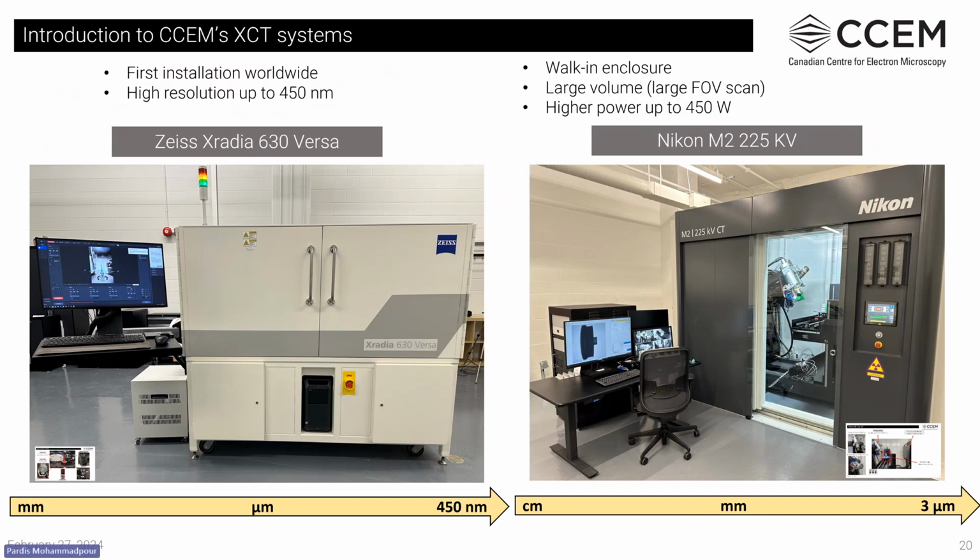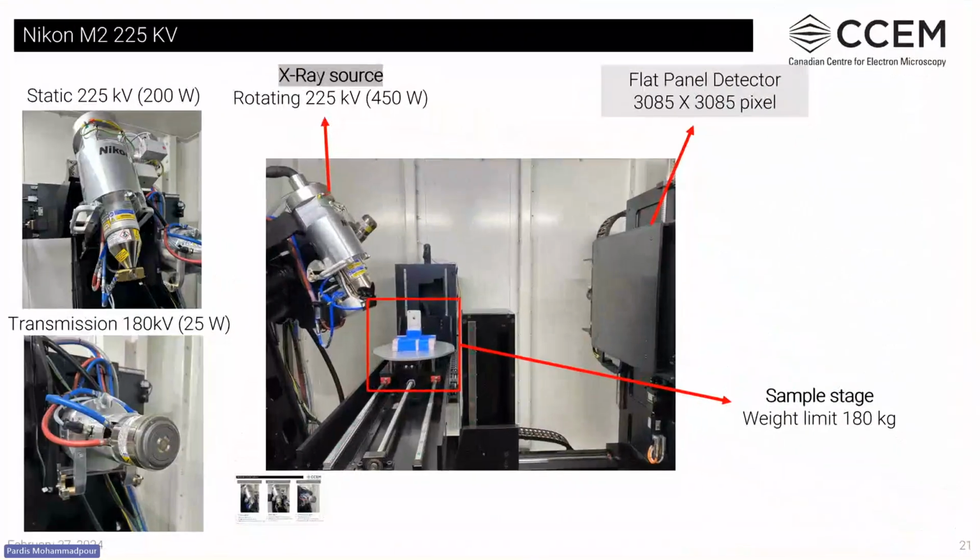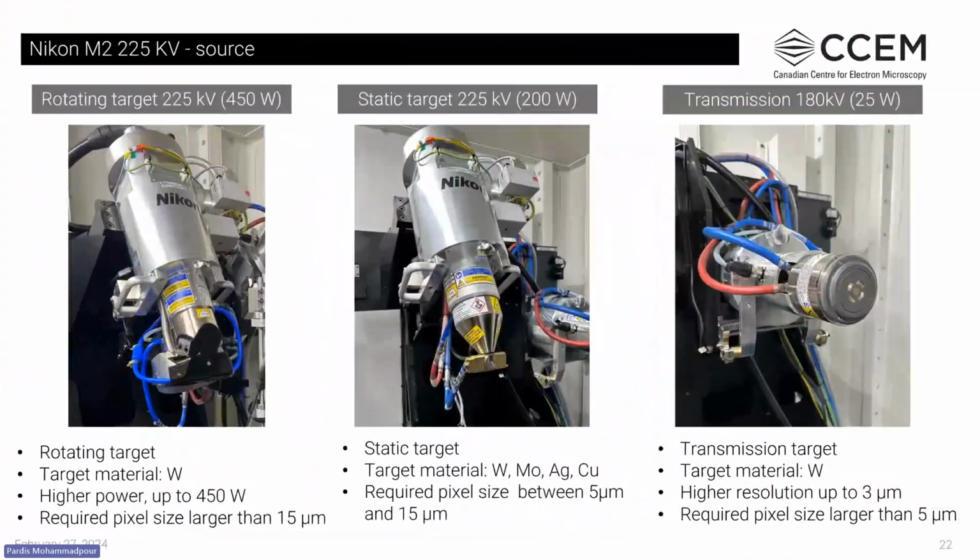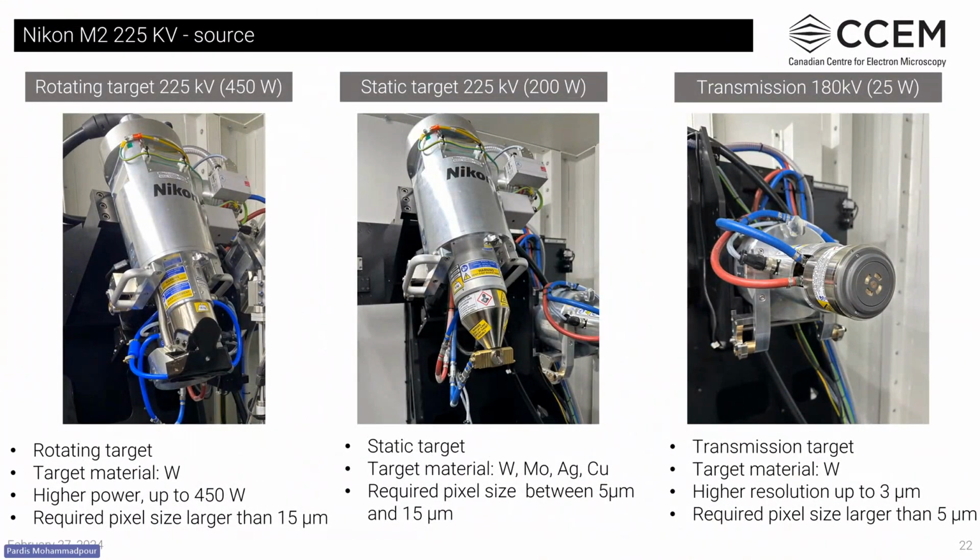Now I'm going to talk more about our Nikon XCT system. There are three different X-ray sources in this system with different characteristics suitable for different applications. Depending on the size of the sample and the required resolution, we can switch from one source to another. These sources are called rotating target, static target, and transmission.